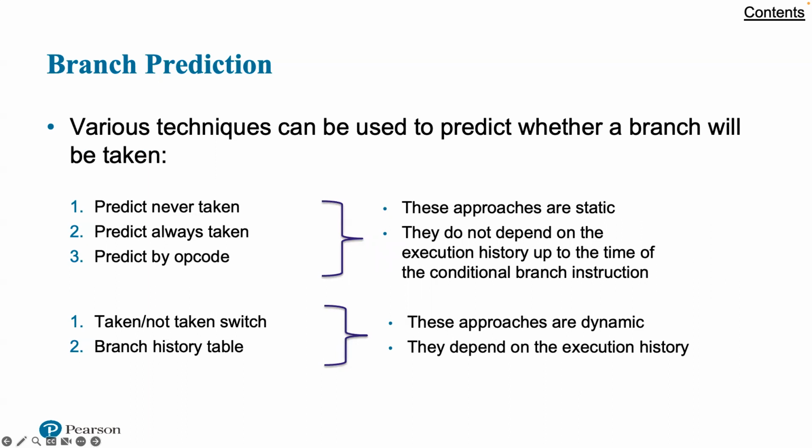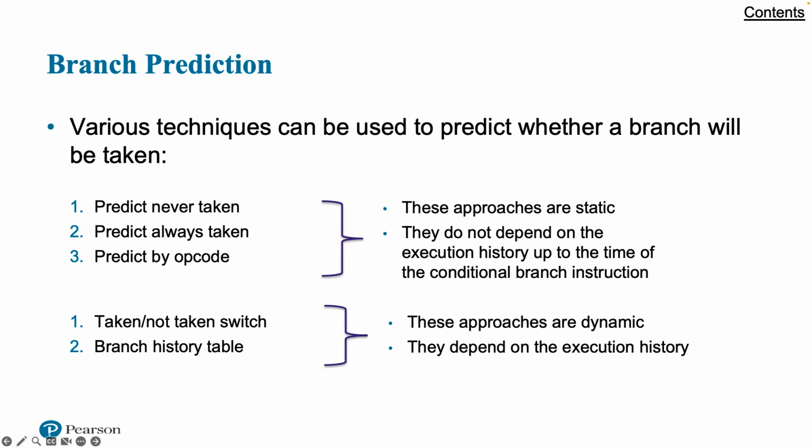Then we have the taken/not taken switch and the branch history table. These are dynamic and depend on the execution history. So just to repeat again, the first 3 approaches are static. They do not depend on the execution history up to the time of the conditional branch instructions. The latter 2 approaches are dynamic. They depend on the execution history.